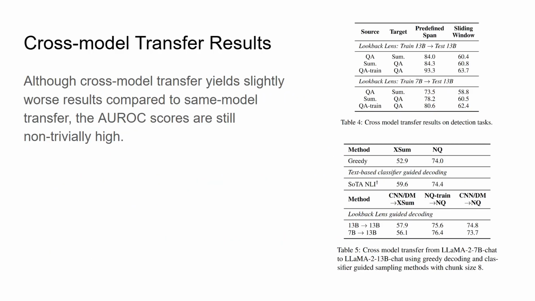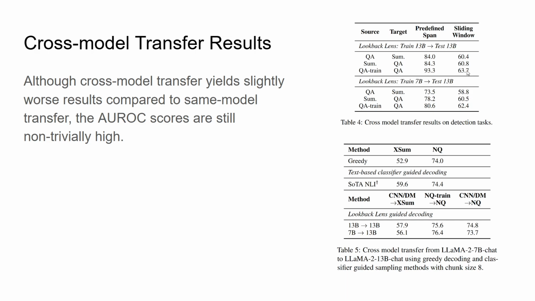And as for the results, cross-model transfer yields slightly worse results compared to same-model transfer. If you train on 13 billion and test on 13 billion, you go from 84.3 to 60.8, and then 93.3 to, oh, sorry, this is the score on two different settings. But still, you're training on 13 billion, testing on 13 billion. While if you train on 7 billion and test on 13 billion, you get worse scores, but they claim it's still not trivially low.